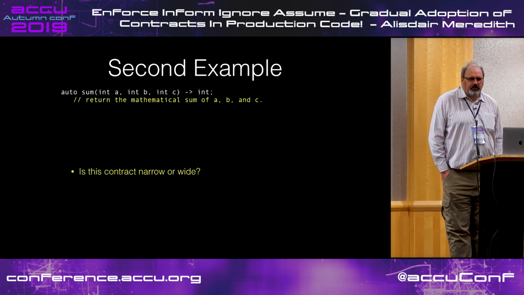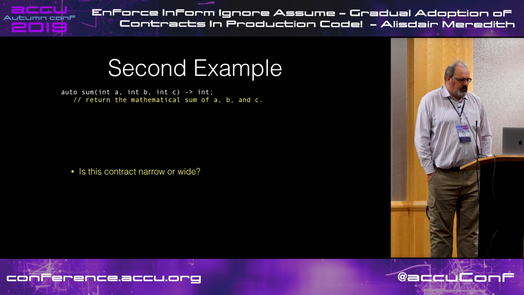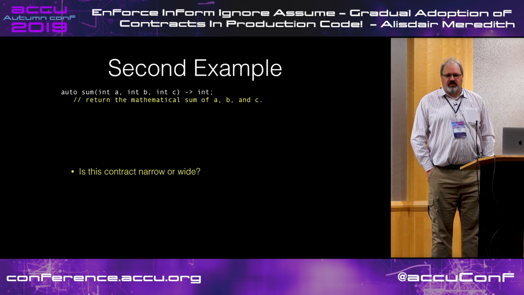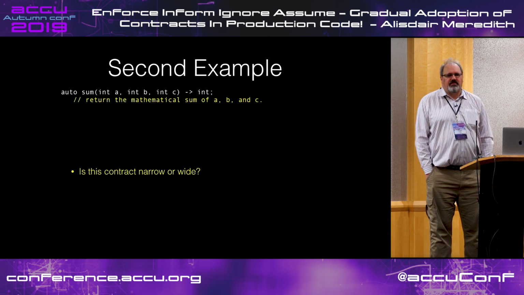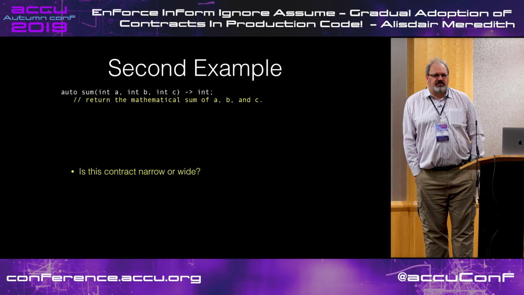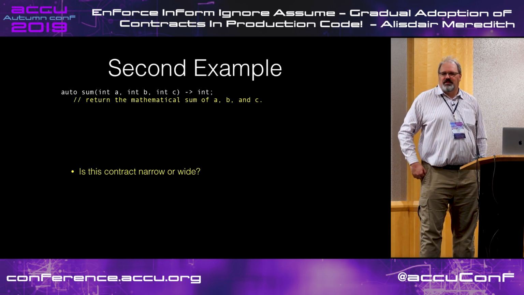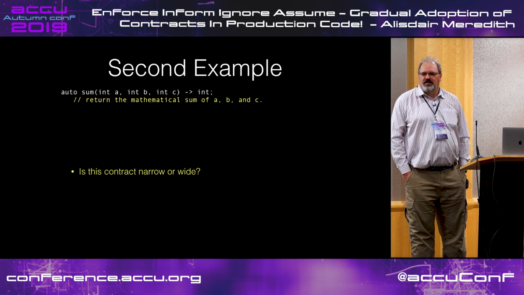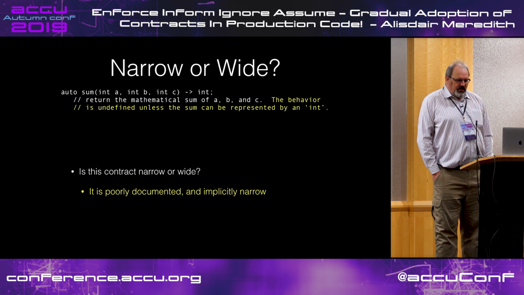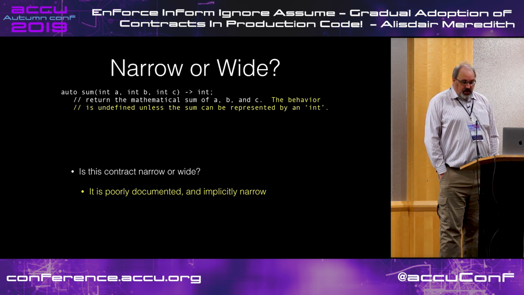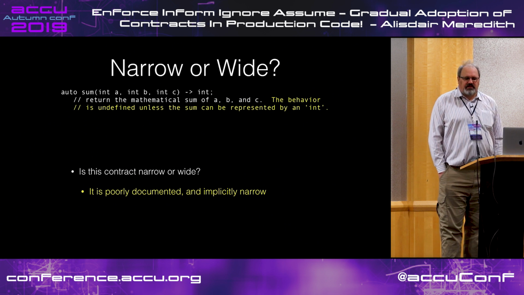Second example. It's a really simple function. We're going to sum 3 integers. And my contract is return the mathematical sum of A, B, and C. Is this a narrow or a wide contract? Indeed, the presence of integer overflow means this has to be implicitly narrow. So the behavior is undefined unless the sum can be represented by an int.